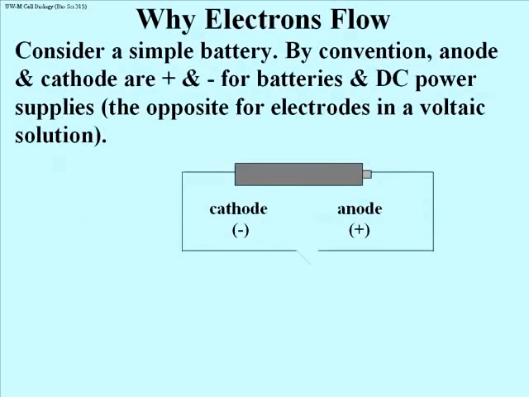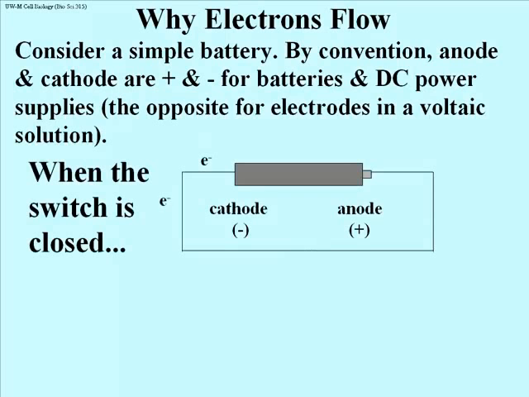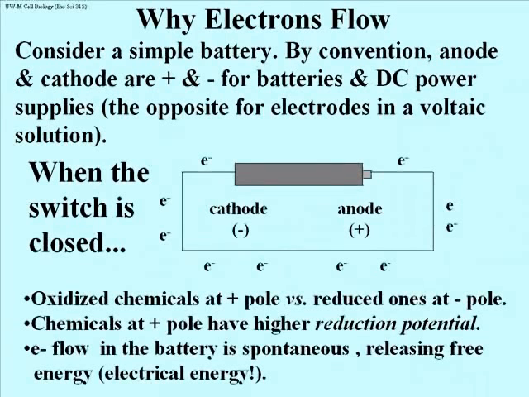The transfer of electrons between molecules in redox reactions is a lot like the flow of electrons in an electric circuit. Take this simple battery, for instance. By convention, the plus end is the anode, and the flat end of the battery is the cathode. When the circuit shown here is closed, electrons flow from the cathode to the anode. This is because the anode contains chemicals with a higher potential to be reduced than the chemicals at the cathodal end of the battery. The chemical reaction in the battery is spontaneous, releasing free energy.